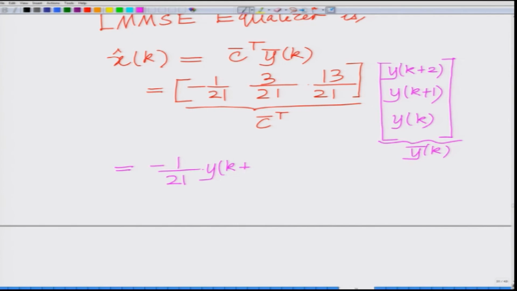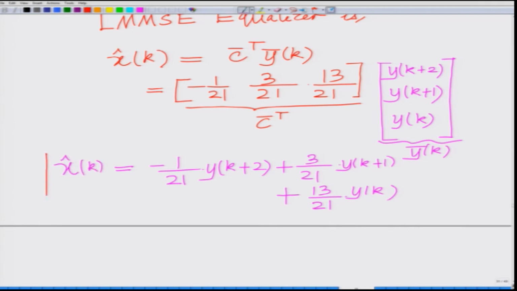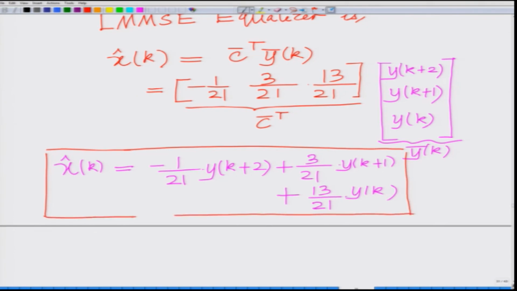So, the net equalizer is C bar transpose into y bar k, which is minus 1 over 21 into y k plus 2 plus 3 over 21 into y k plus 1 plus 13 over 21 into y k, and this is basically x hat k, and this is finally your LMMSE equalizer.